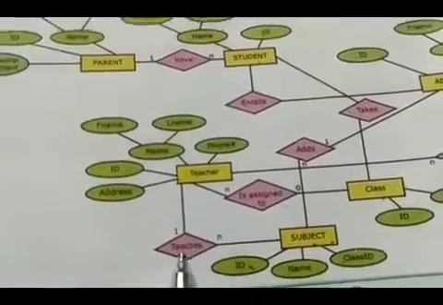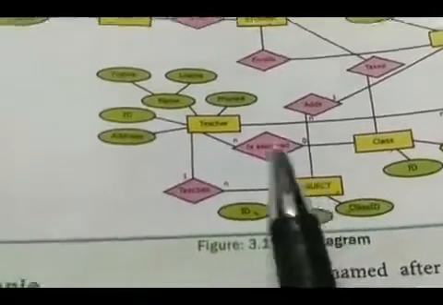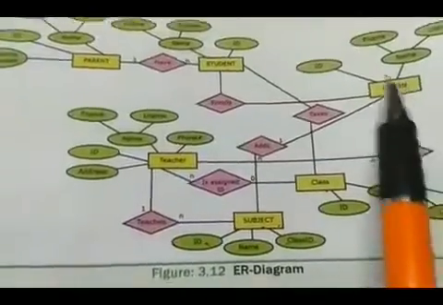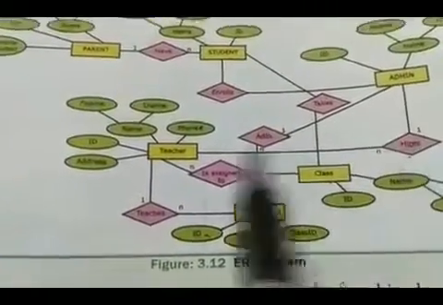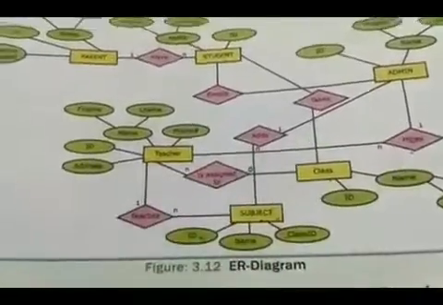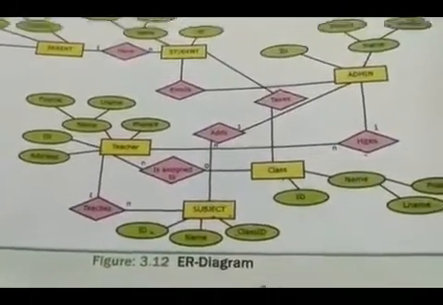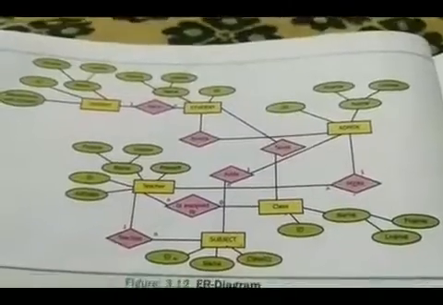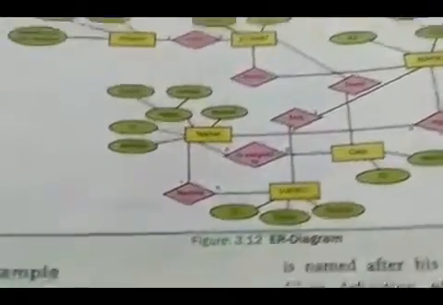Teachers take classes for the subject, and the administration hires the teacher. So this is what we can easily understand from the relationship of the data in the ER diagram, which is given below.